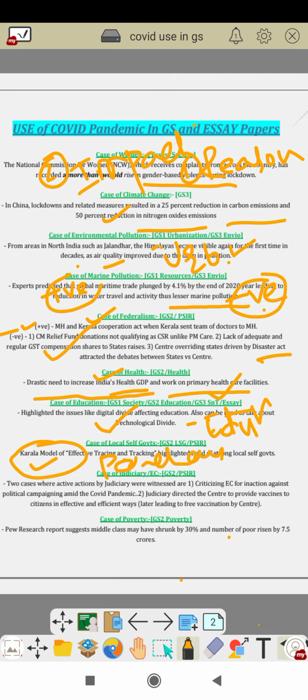Next comes the judiciary. So there were two cases where active actions by the judiciary were witnessed. First was criticizing the Election Commission by the Madras High Court.